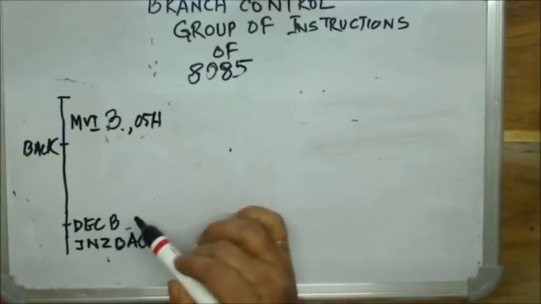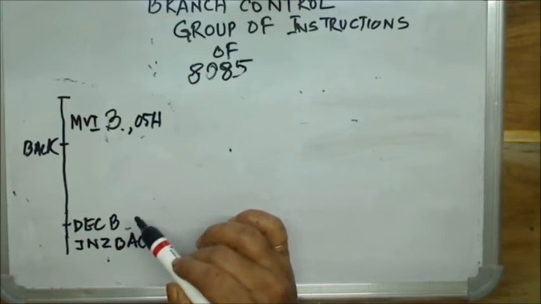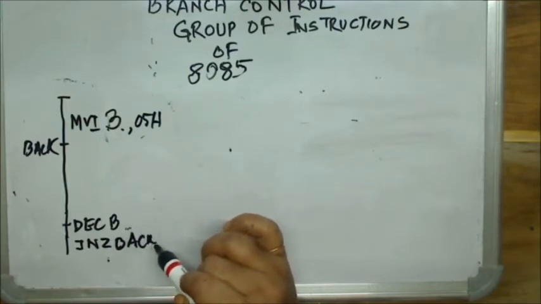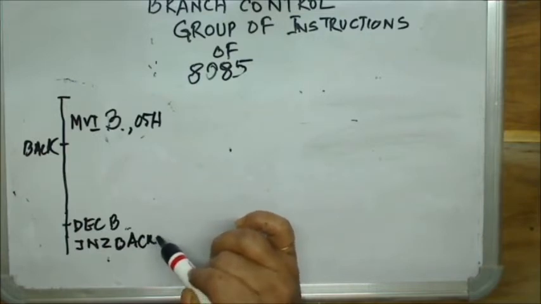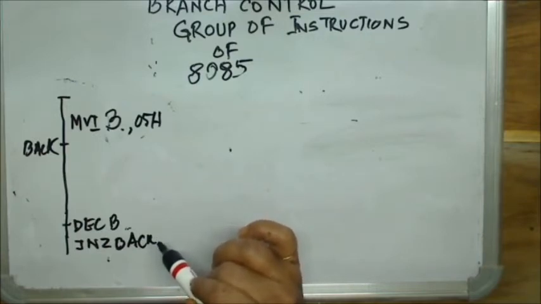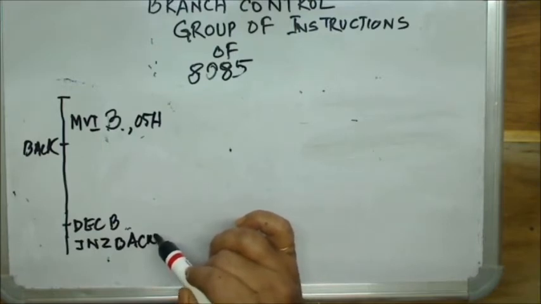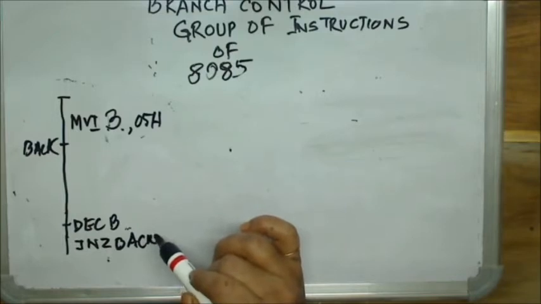Okay, B becomes 4. Now I have to put a conditional jump over here. Why conditional jump? Because I want to create a finite loop over here.